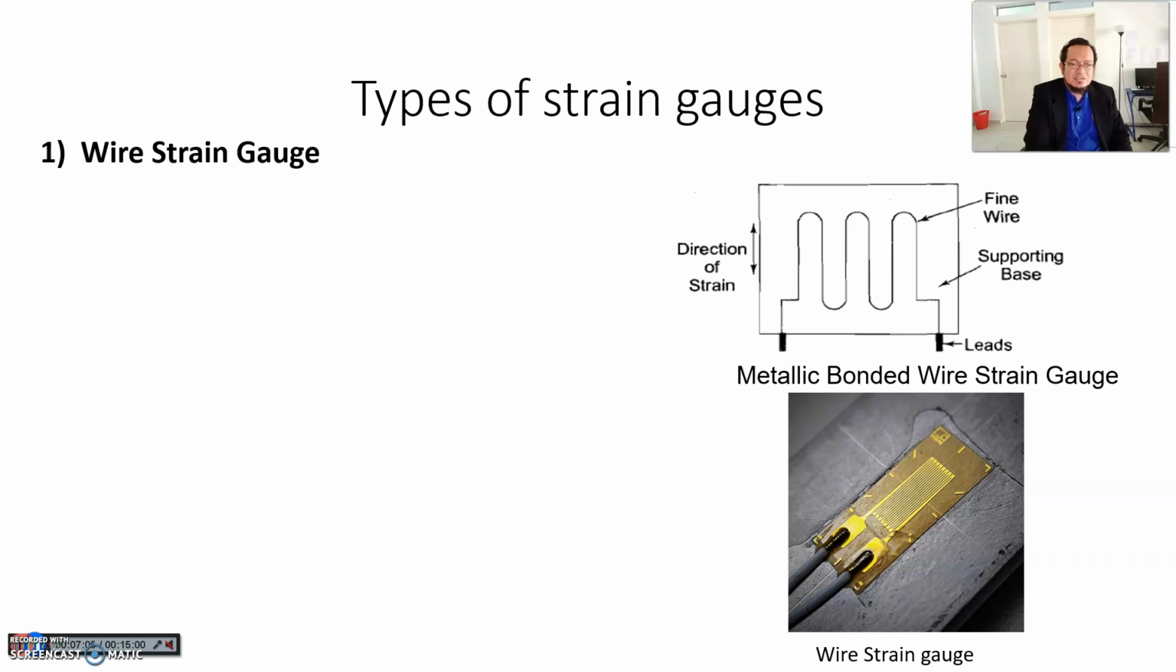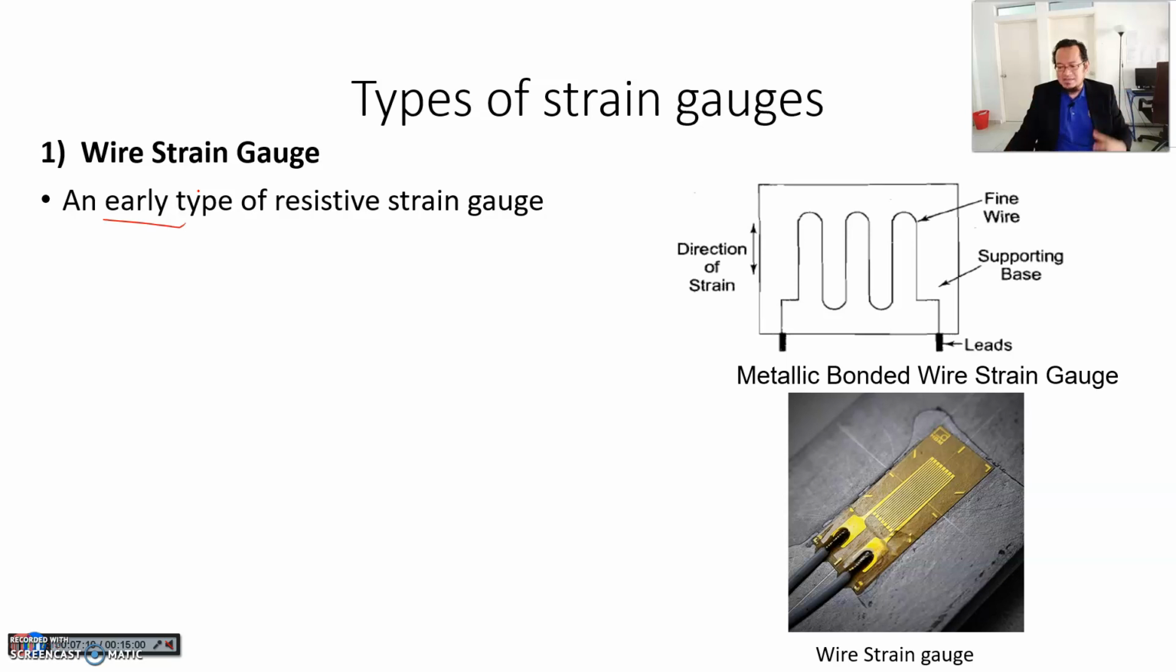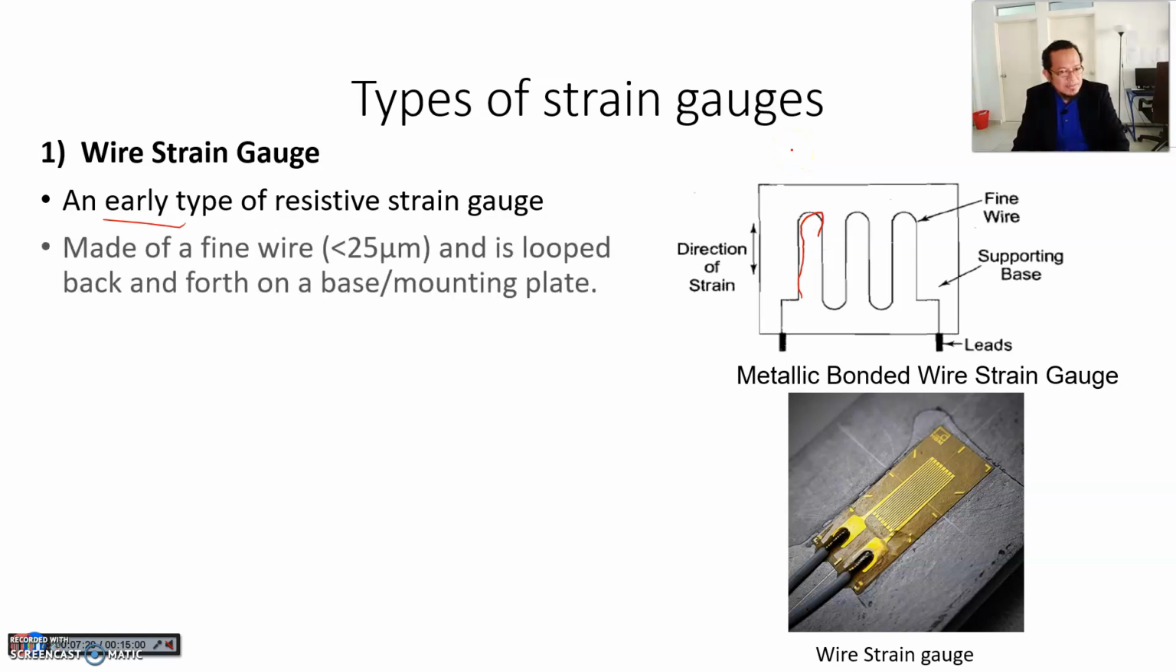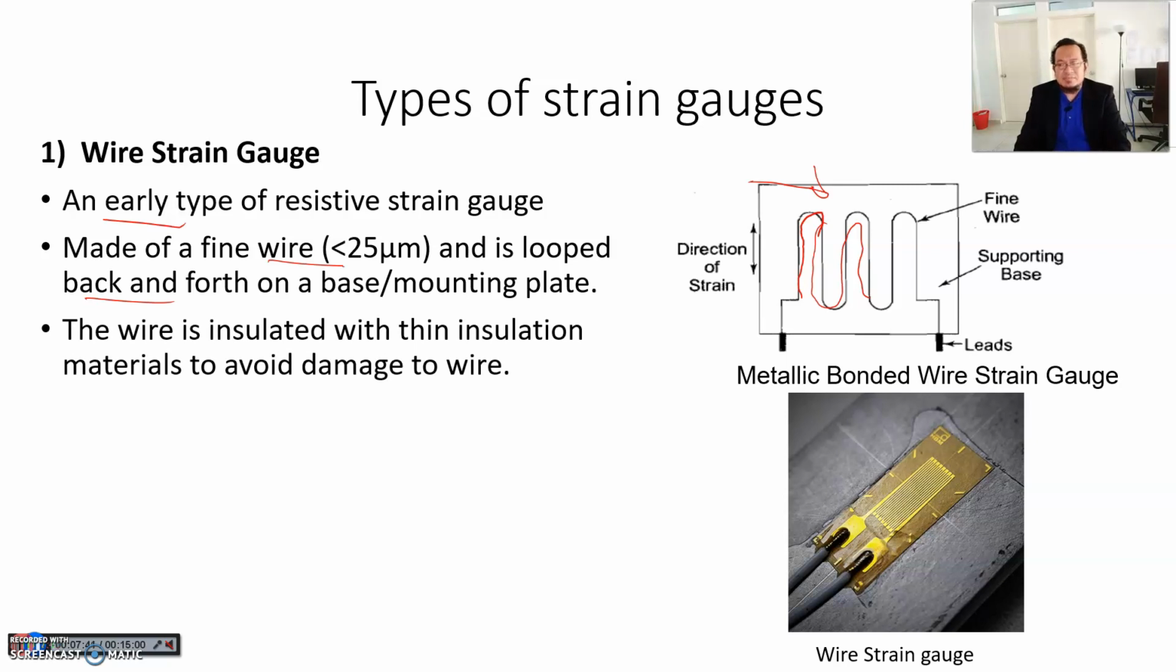Wire strain gauge. Basically, the wire strain gauge is an early type. Normally, when the engineers started to design and build a commercially available strain gauge, they used a very thin wire. It's made of a very fine wire, less than 25 micrometers, and it's looped back and forth on the base of the mounting plate. It's attached and glued to a mounting plate, sometimes called a carrier.